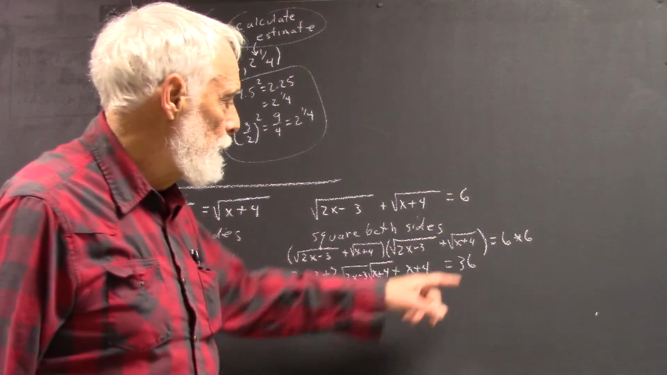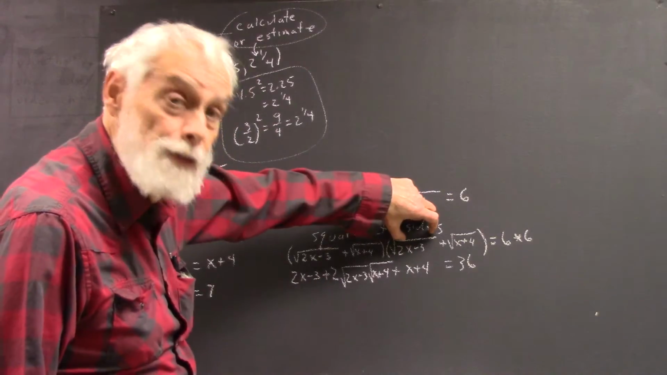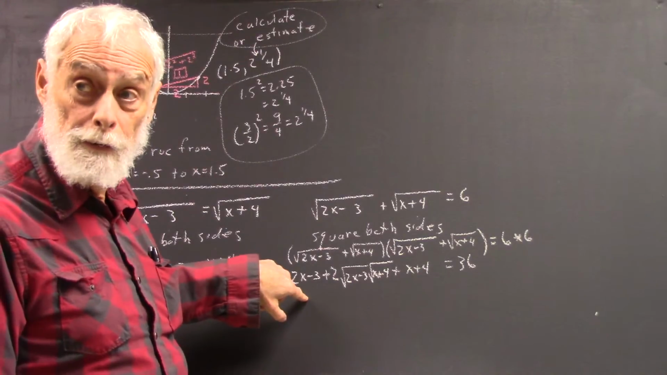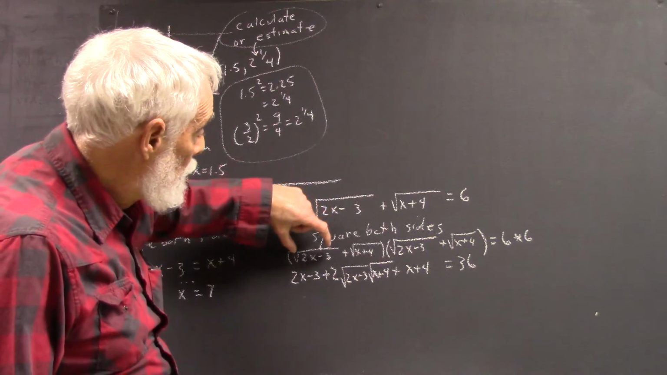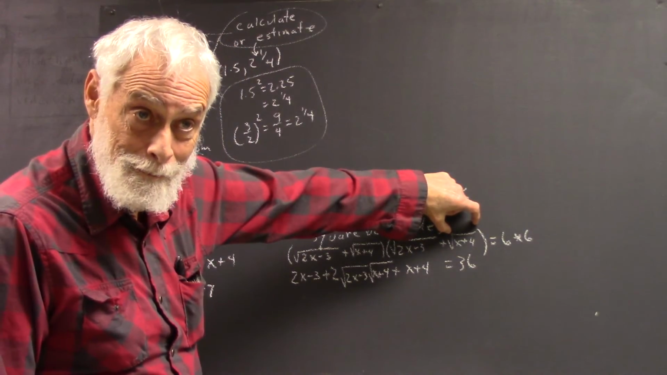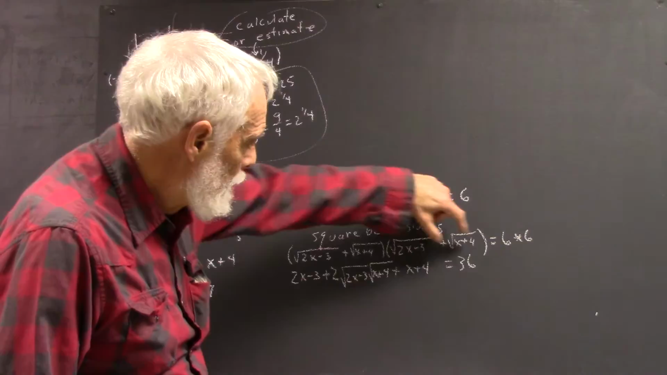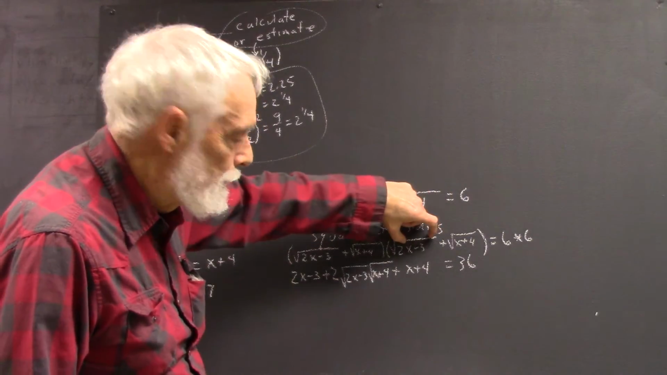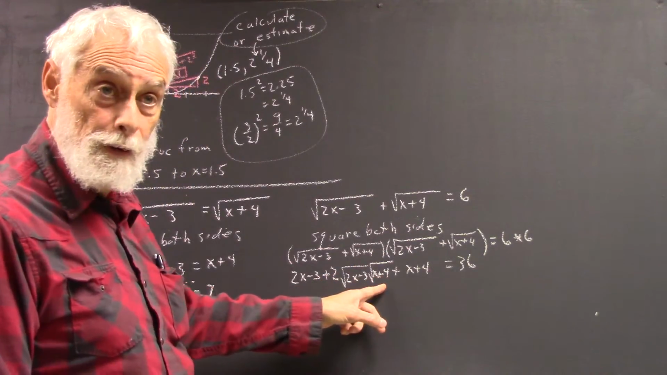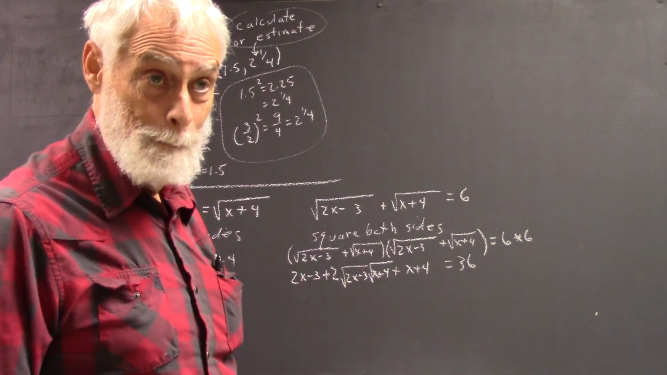And when you multiply this expression by itself using the distributive law, you're going to have this square root times this square root. Well, that's this square root times itself, which gives you 2x minus 3. But then you're going to have the square root of 2x minus 3 multiplied by the square root of x plus 4. And then, of course, when you multiply the square root of x plus 4 by this whole thing, you have the square root of x plus 4 times the square root of 2x minus 3, giving you 2 times the square root of 2x minus 3 times the square root of x plus 4. And then that's added to x plus 4, and that equals 36, okay?